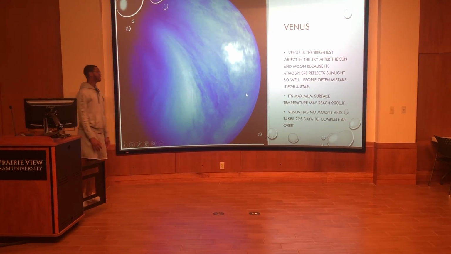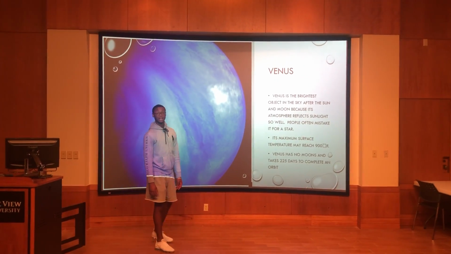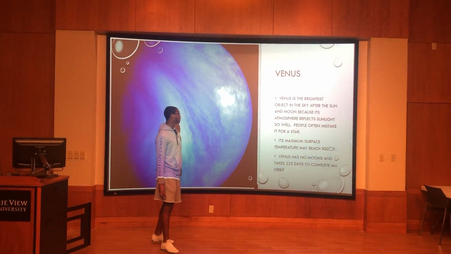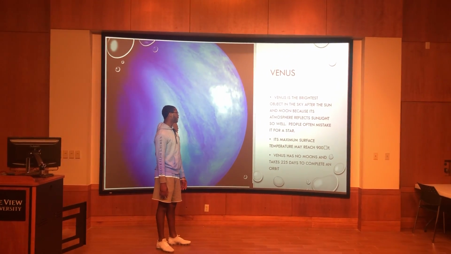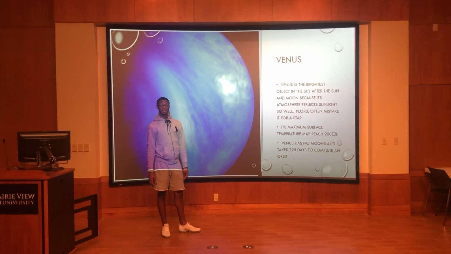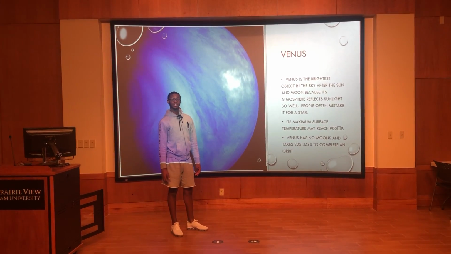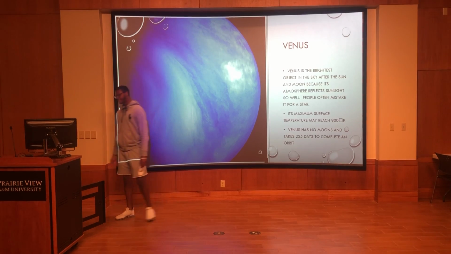Here we have our second planet. It's called Venus. Venus is the brightest object in the sky after the sun and moon because its atmosphere reflects sunlight so well. Its maximum surface temperature may reach 900 degrees Fahrenheit. Venus has no moons and its year is 225 days.